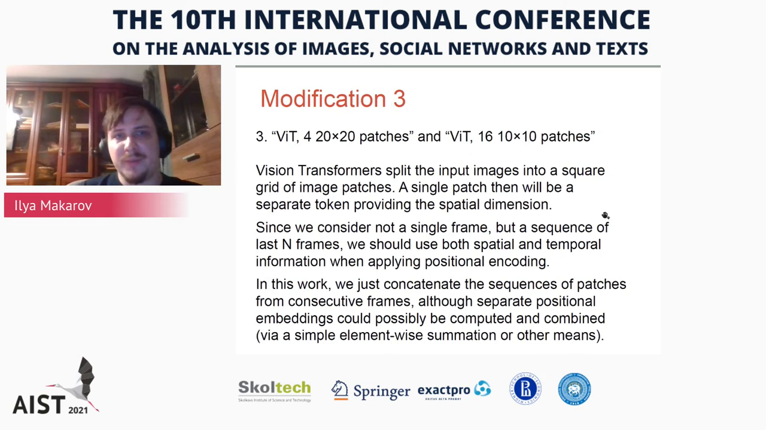The third modification is basically, okay, let's consider vision transformers with different numbers of patches. If you are not familiar with vision transformers, they basically split the input images into a square grid of image patches. So let's divide the image into many small patches, and a single patch will then be a separate token providing the spatial dimension. And since we consider not a single frame but a sequence of the last frames, we should consider both spatial and temporal information, applying positional encodings.